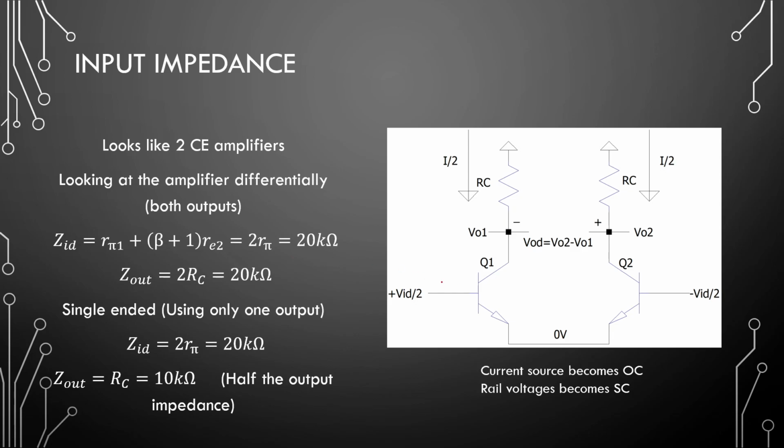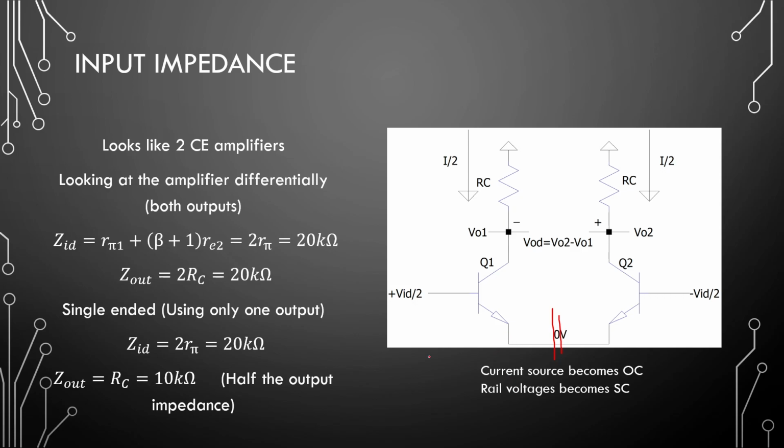So first off, if our amplifier, we do the small signal parameters, our DC sources will switch off, our current sources will become open circuits, and our amplifier will look something like this. And it looks again like two common emitter amplifiers.